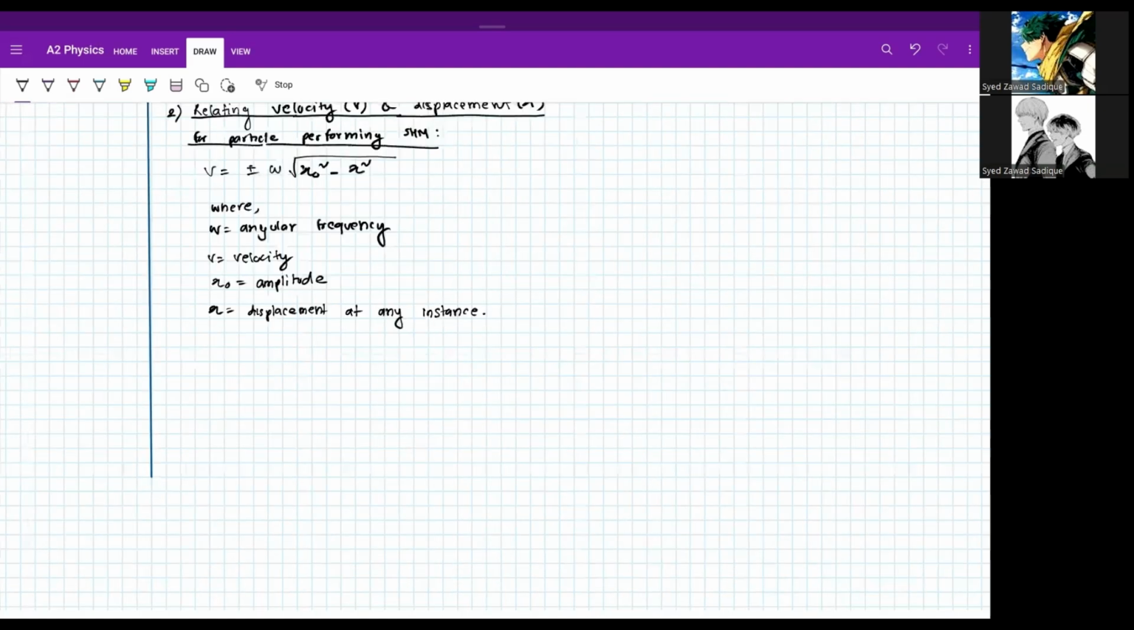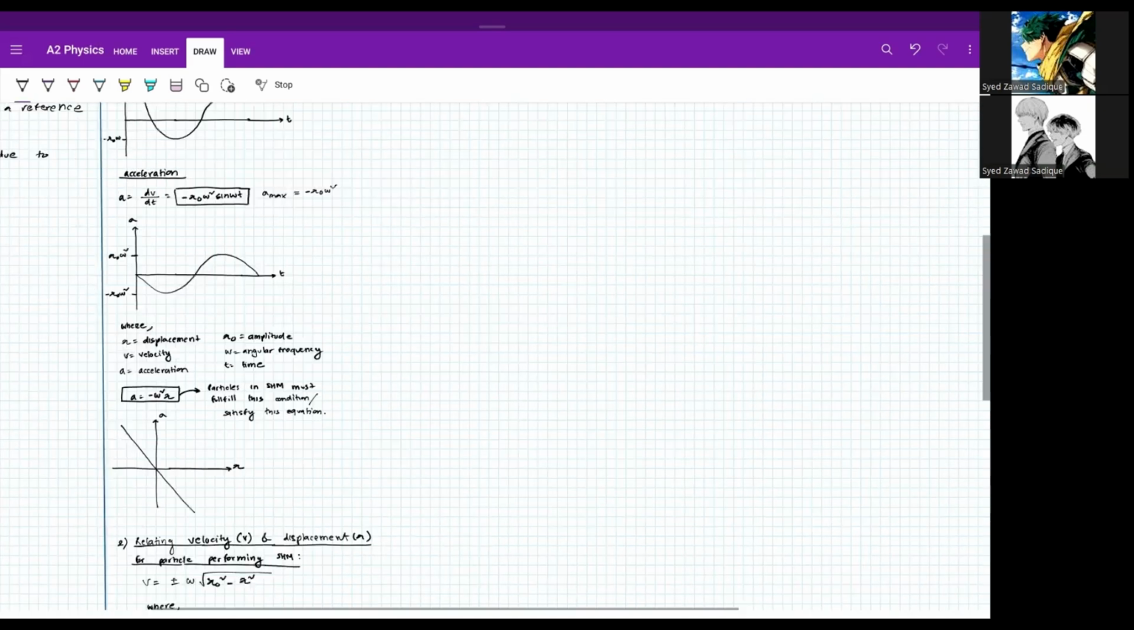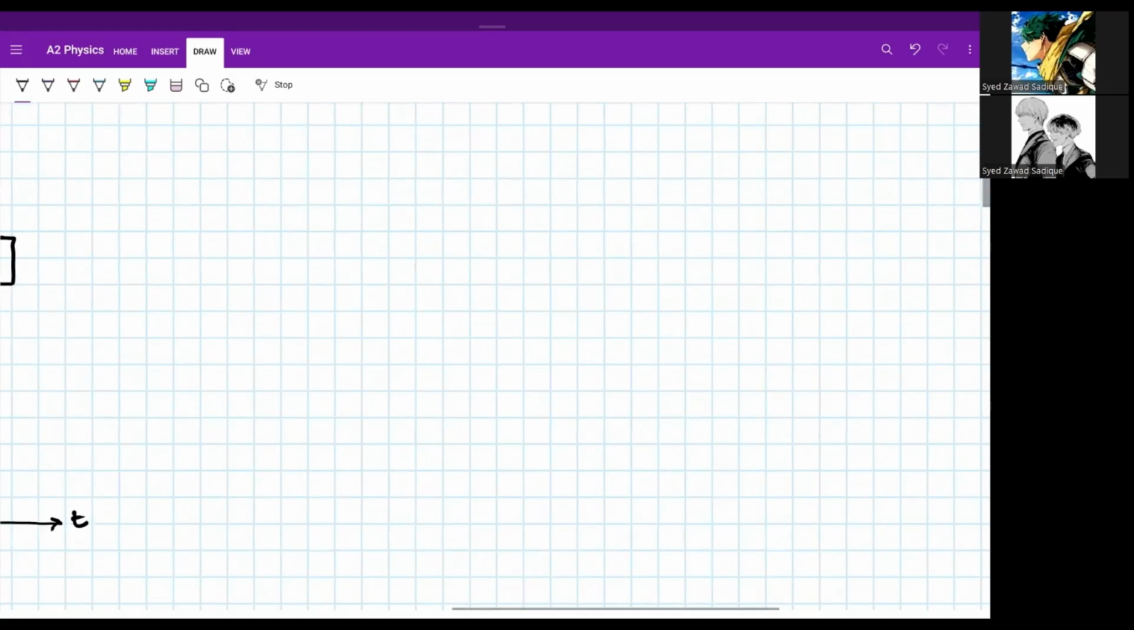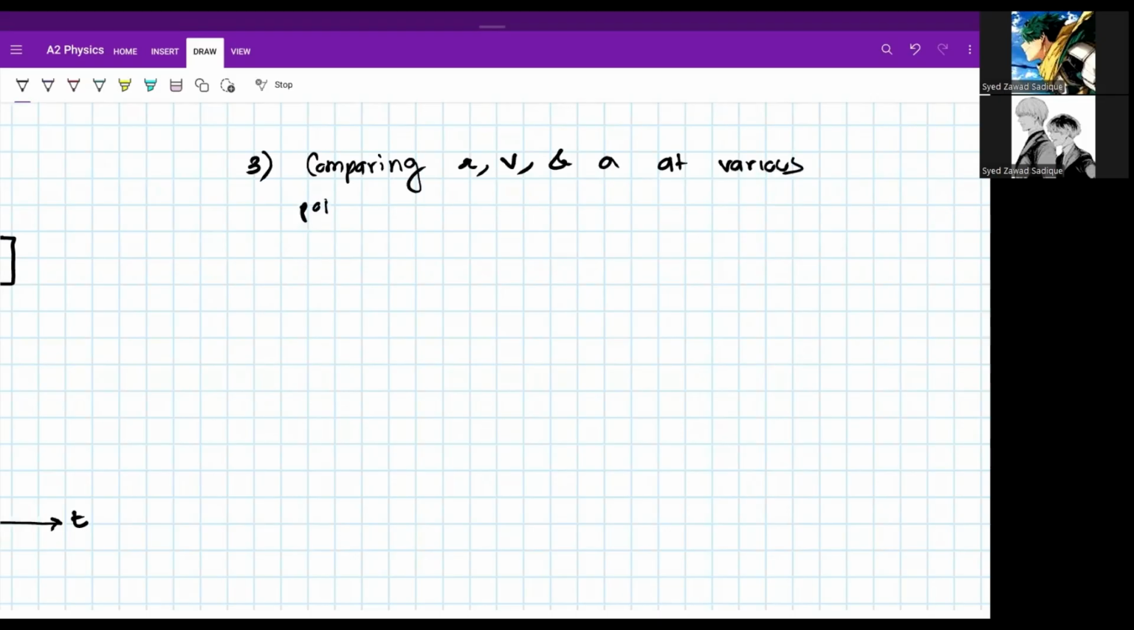Now moving on to concept number 3, that is comparing displacement, velocity, and acceleration at various points for a particle performing simple harmonic motion.